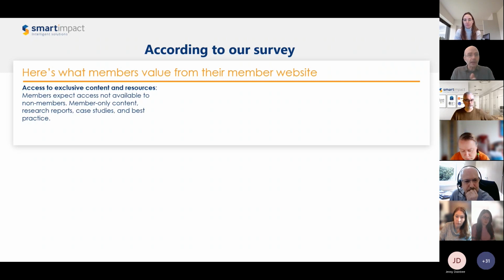So first of all, access to exclusive content and resources. There has to be a value to being a member. So things that are not available to the general public: research, case studies, professional information.